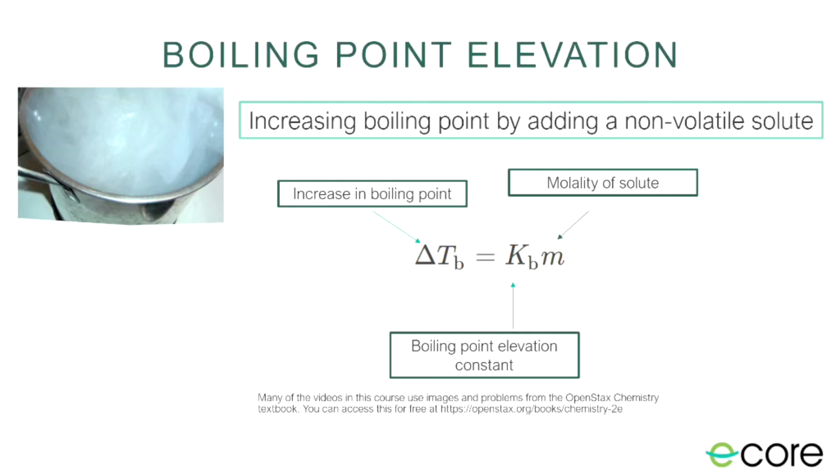And what is it? Well, it's increasing the boiling point by adding a non-volatile solute. Again, it's a colligative property. It just matters how much of that non-volatile solute we have. Here's the expression to calculate a change in boiling point.